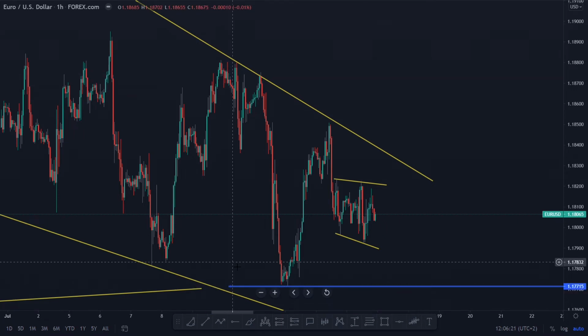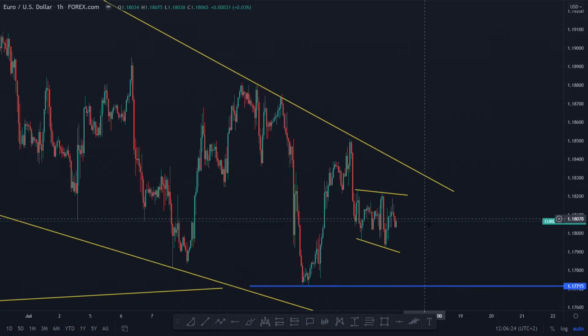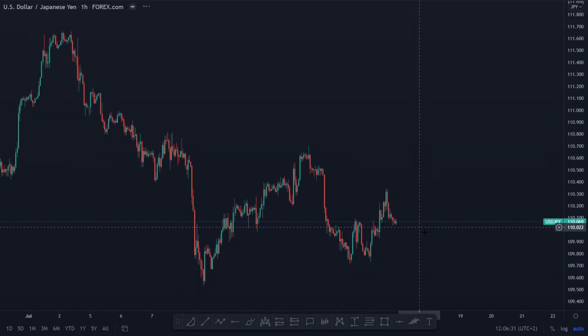We could be wrong and it starts to sell, but that would be a whole different scenario and something we would not want to be involved in because it's not the highest probability, right? So Euro USD, expecting a buy.